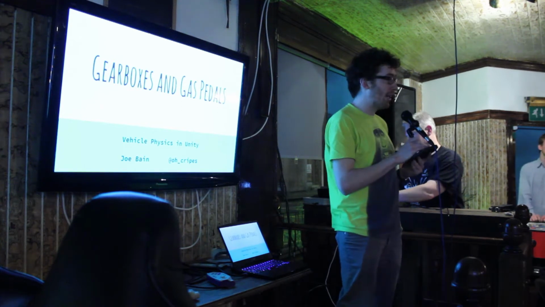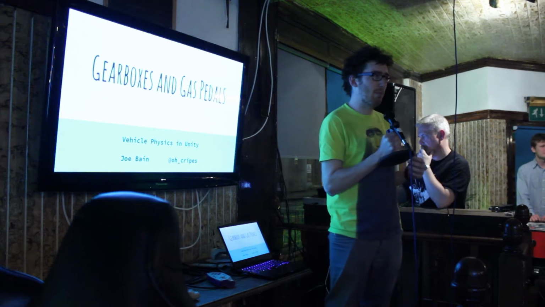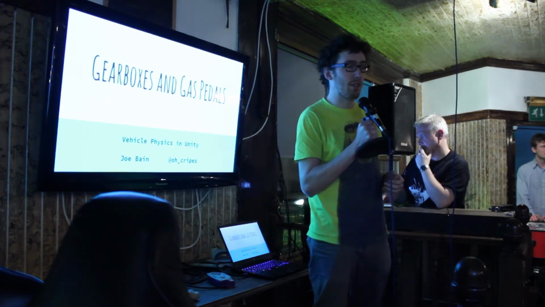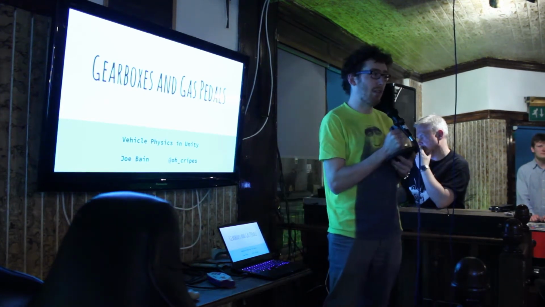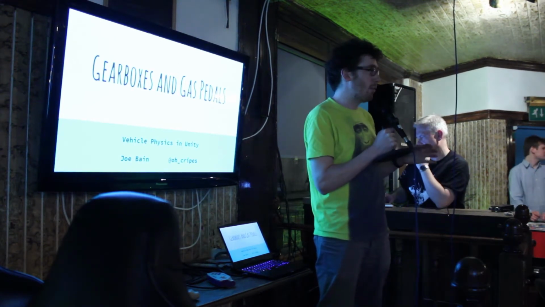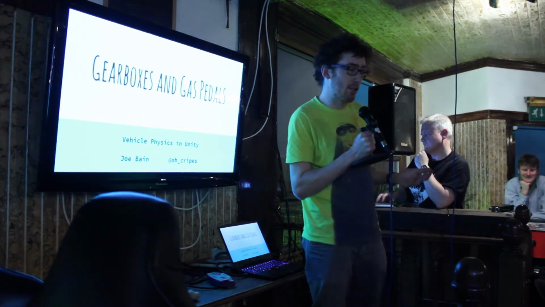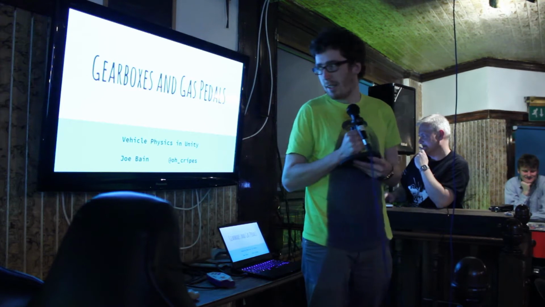Okay, so I'm going to be talking about the vehicle physics, mainly the wheel colliders in Unity, and specifically Unity 5. I know they changed it all from Unity 4. I've only been using Unity for about the last year, so I can't sympathise with how good it used to be or how bad it used to be. So I'm just going to be talking about the new stuff.